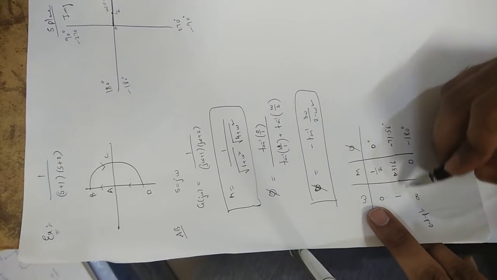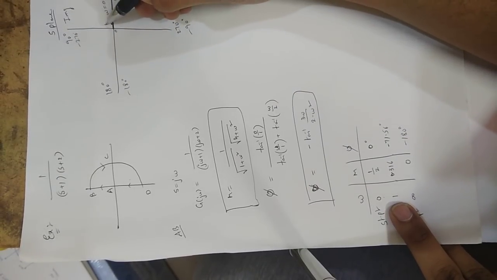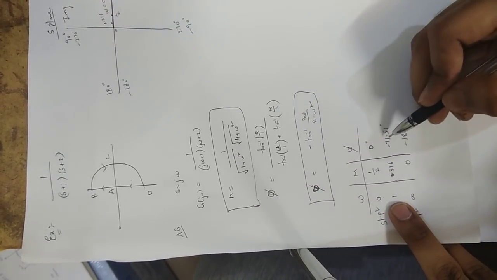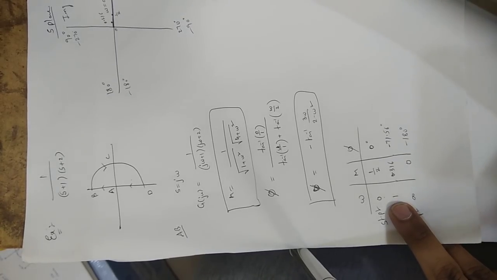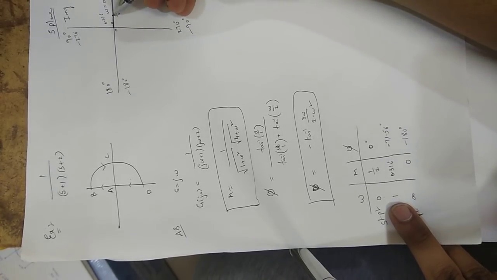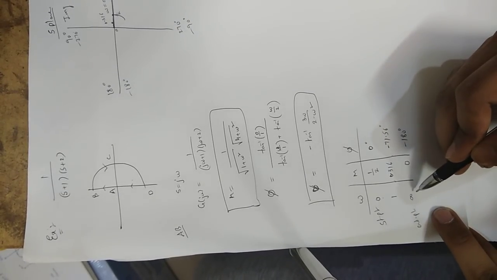Now at omega 1 your magnitude is 0.316. That means somewhere here, 0.316 at an angle minus 71.56. That means it lies in this region. So you need to come this way. Come this way. And now omega infinity.